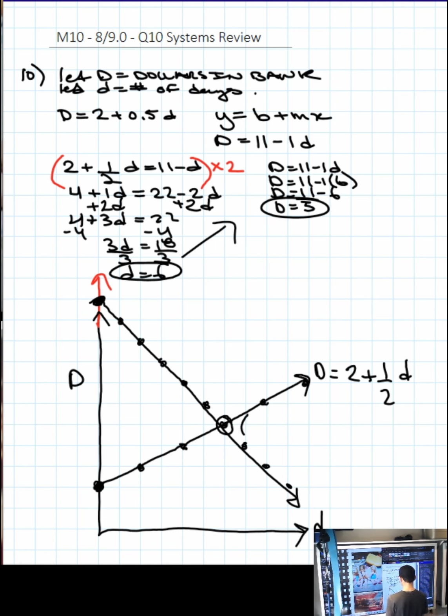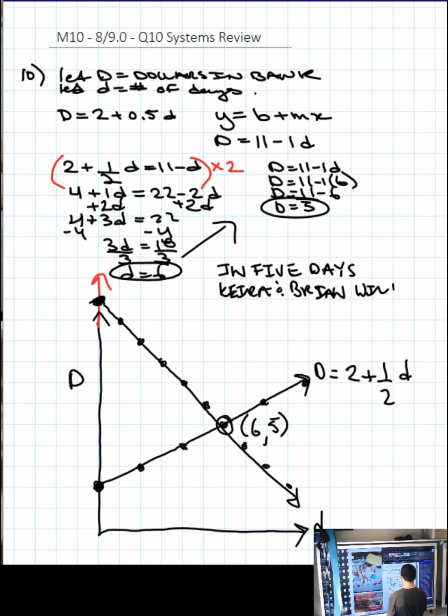So the intersection is simply 6, 5. What does that mean? Well, it means in 5 days, Kiera and Brian will both have $6 in the bank.